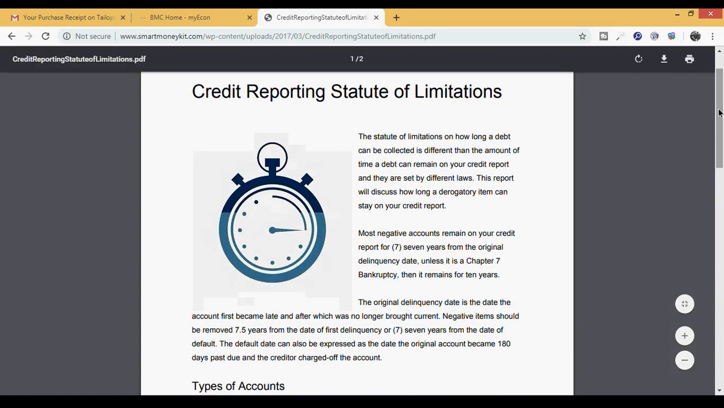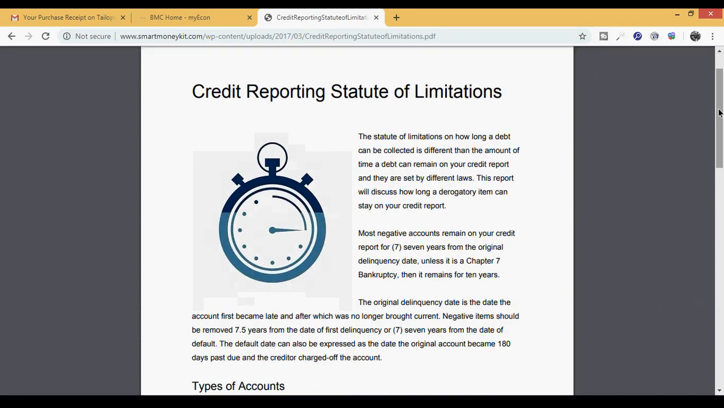So basically, it's talking about the time frame. Many debts on your report might be on the verge of rolling off. Typically, we're dealing with 7 years. It says most negative accounts remain on your credit report for 7 years from the original delinquency date, unless it is a Chapter 7 bankruptcy, then it remains for 10 years. So many people wonder how the Chapter 7 affects this. Well, it takes 10 years on that, but some debts you currently have might be at the 6-year mark. If it's at the 6-year mark, it might be in your best interest to just wait it out and let it fall off on its own, because it has reached the statute of limitations.